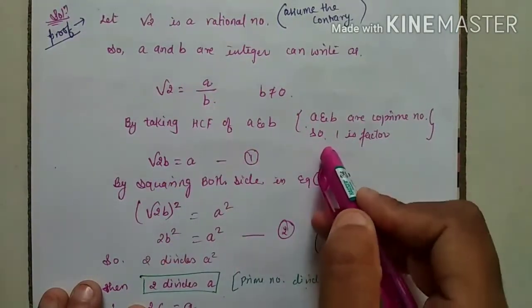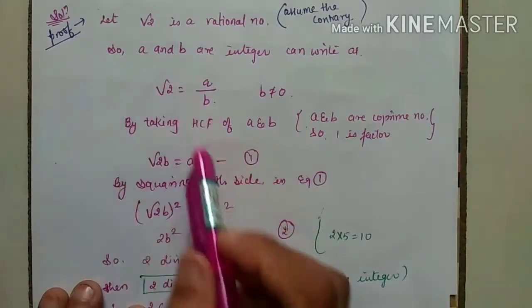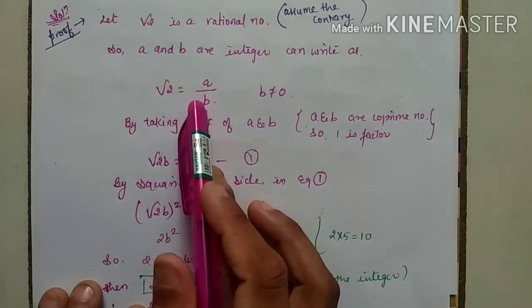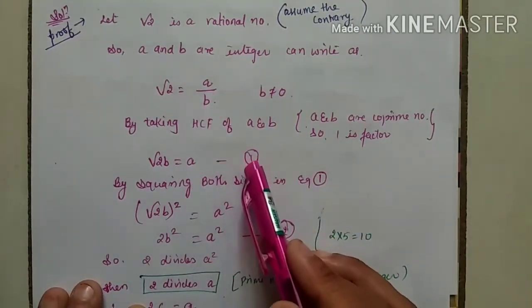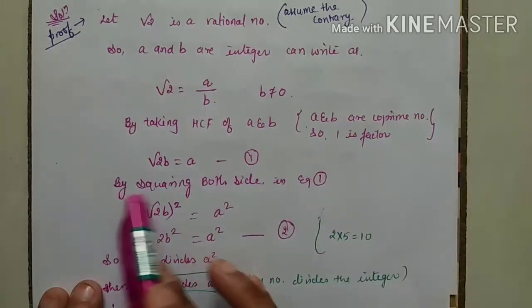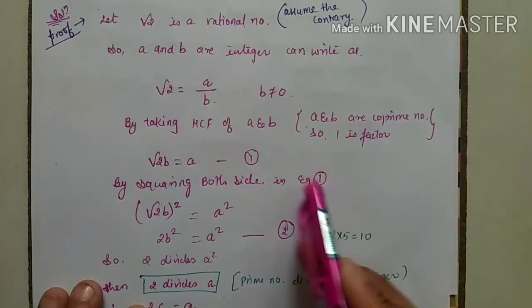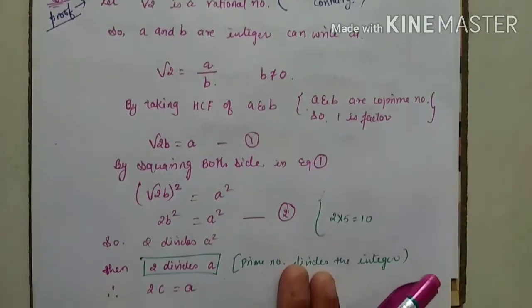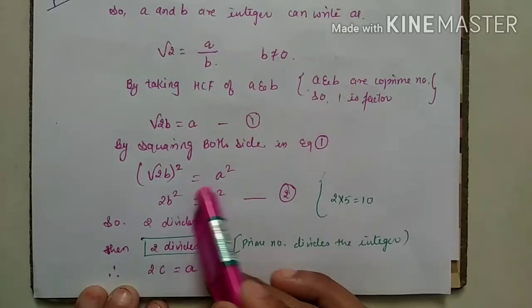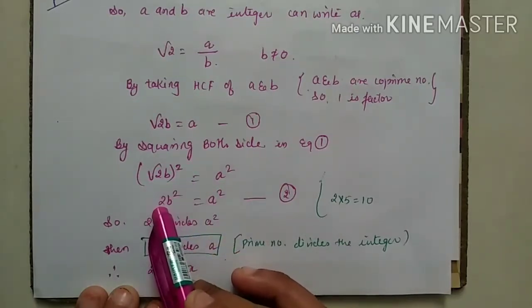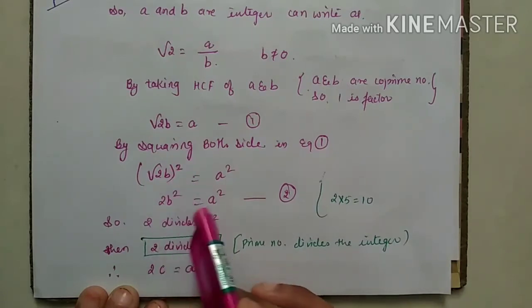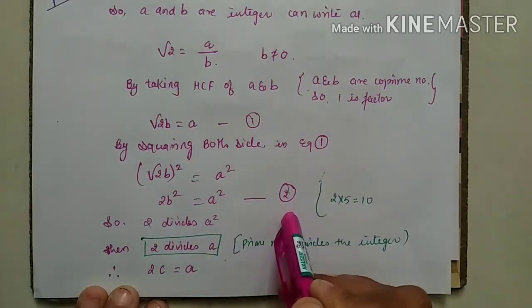So their common factor is 1 only. So I am sending this b to this side. So root 2 into b equals a. I am calling this the first equation. By squaring both sides of equation first, what am I getting? Root 2b whole square equals a square. After opening the bracket, root 2 squared becomes 2, so 2b square equals a square. This is your second equation.